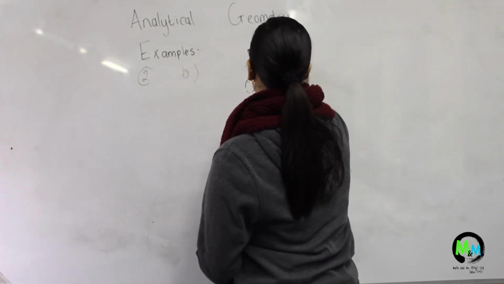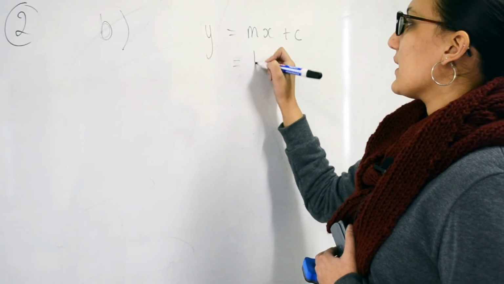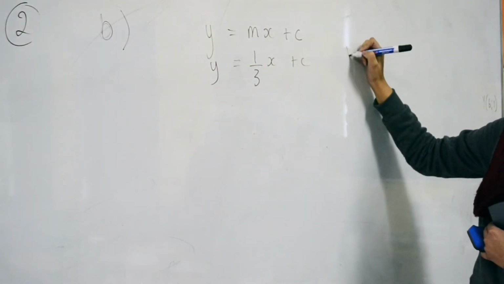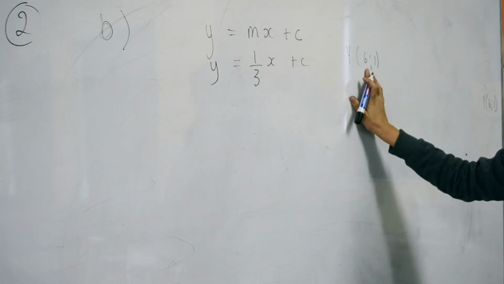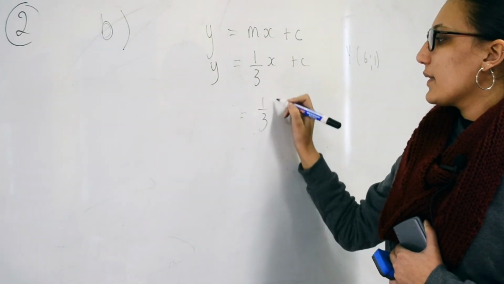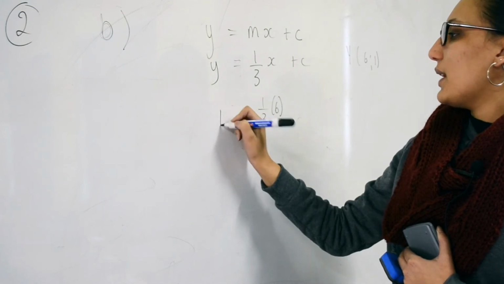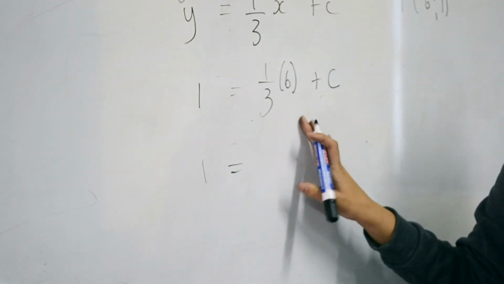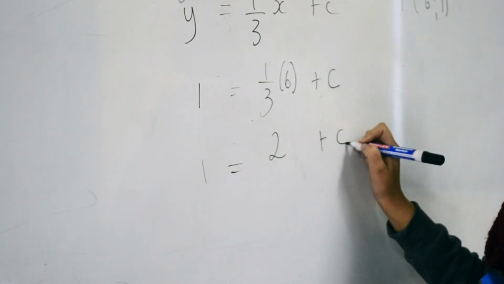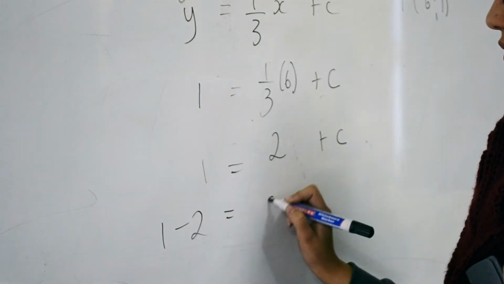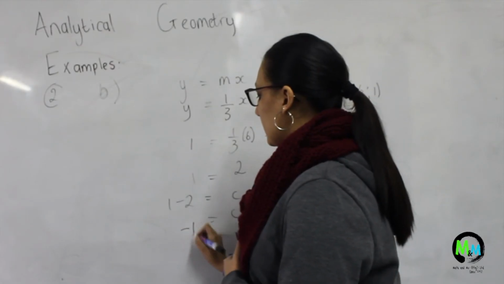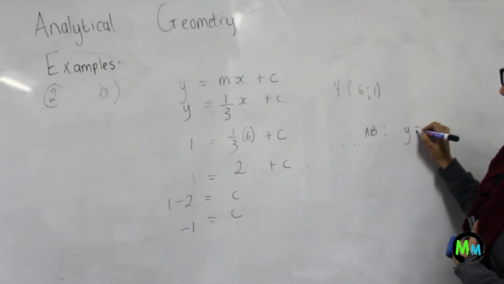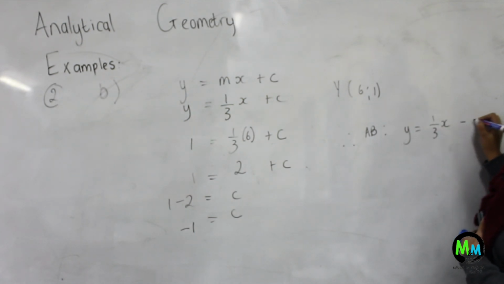I have y is equal to mx plus c, and we said our gradient is a third. Now we're going to substitute our point (6, 1). So my x value is 6, times by 6. My y value is 1, plus c is my unknown. 1 is equal to a third times 6, which is 2, plus c. So 1 minus 2 is equal to c, therefore c is equal to negative 1. So the equation of line AB then is y is equal to a third x minus 1.